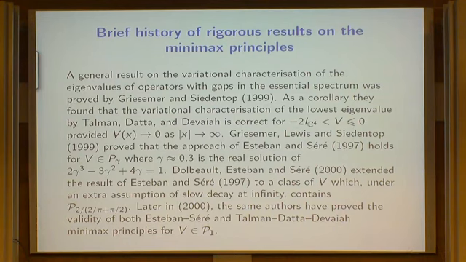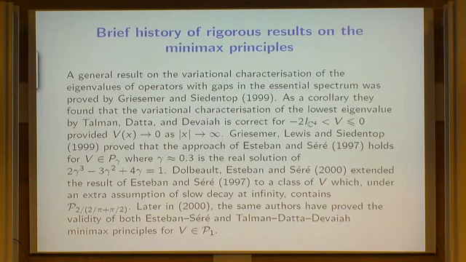Okay, so then in 2000, Dolbeault, Esteban, and Séré proved and extended the original result of Esteban and Séré to the class of V, which under an extra assumption of slow decay, well, contains this famous constant. This famous constant is just the critical constant for the Brown-Ravenhall operator, for those who know what I'm speaking about.